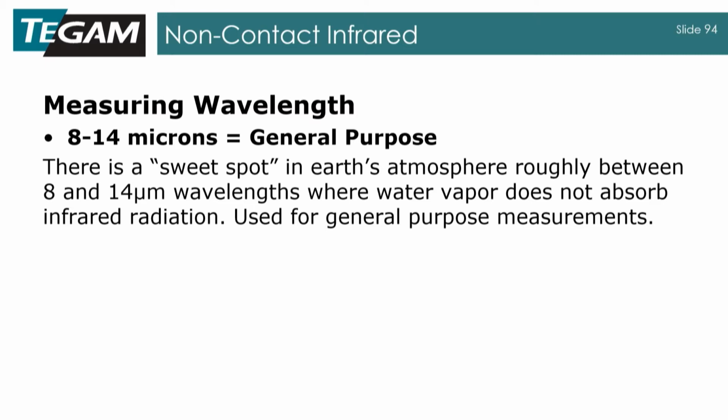And that's because there's a sweet spot, maybe that's not the best term, in the response of the atmosphere and the response of the sensors. Water vapor will absorb some of the infrared energy at certain wavelengths. But in 8 to 14, it's fairly consistent. It's minimal and it's consistent. So that's where these like to look, because no matter where you're using an infrared gun, there's probably some humidity in the range. So this helps eliminate that variability.